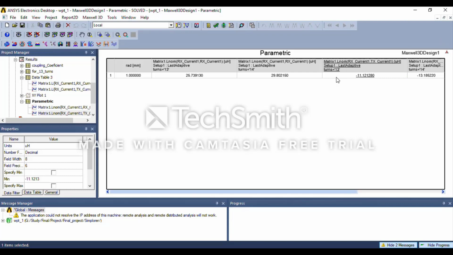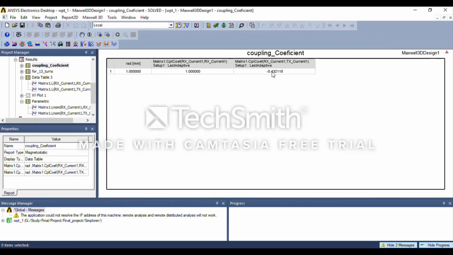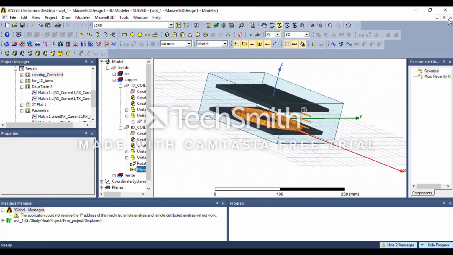So here we can clearly see the variations of inductances with the variations in factors like number of turns. Also we can see the coefficient of coupling between our two coils in our results, which is nearly about 0.4343, and it is a unitless quantity. Also, ANSYS provides us the visualization of the magnetic field around both coils.